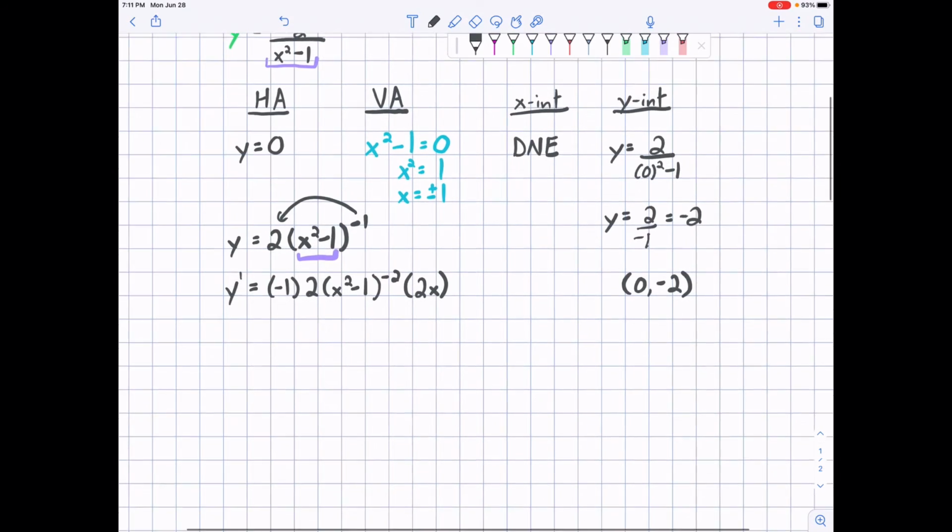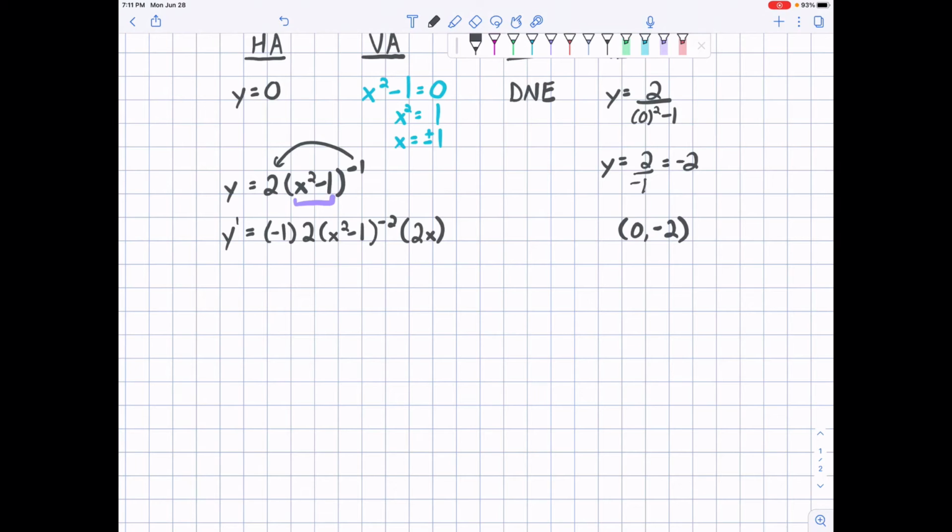If I want to simplify this, what that leaves me with is negative 4x over x squared minus 1 to the power of 2. I want to be clear that this x squared minus 1 is the same thing as before. All I've done is take the exponent, which is the minus 2, and make it positive again because I put it back in the denominator.